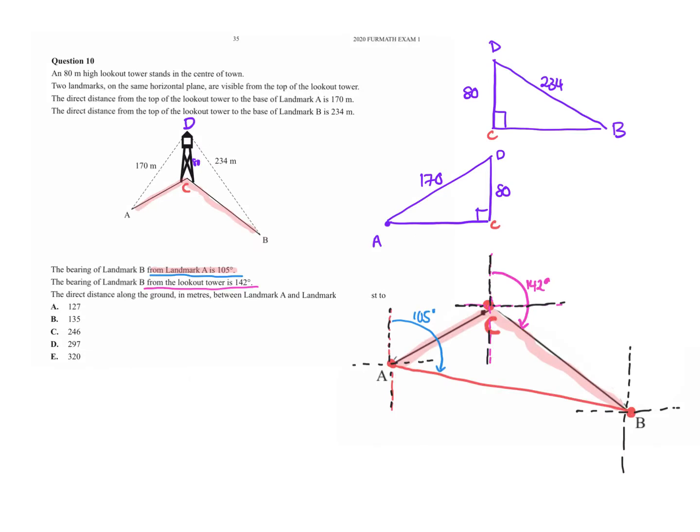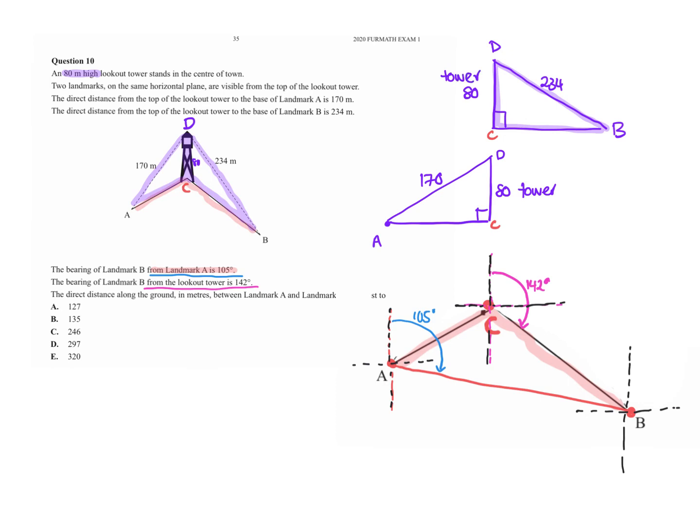Okay, so when you read through this question, you've got a tower that's 80 metres high. That's pretty important, because I can draw these triangles along here, and they end up being right angle triangles. So we've got those if you think about it. This side is the tower, and there's the tower.